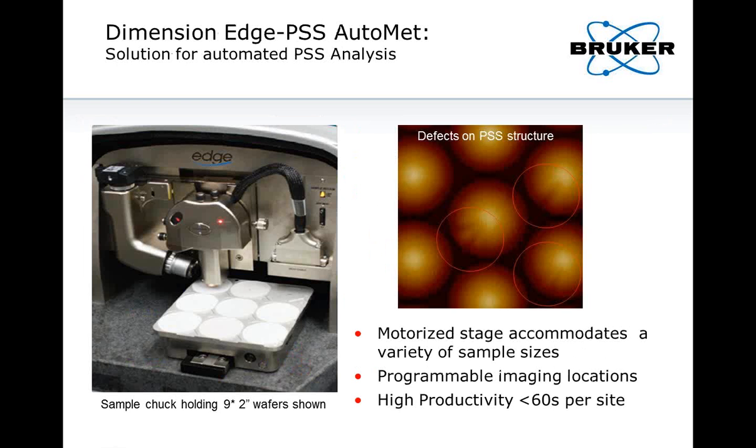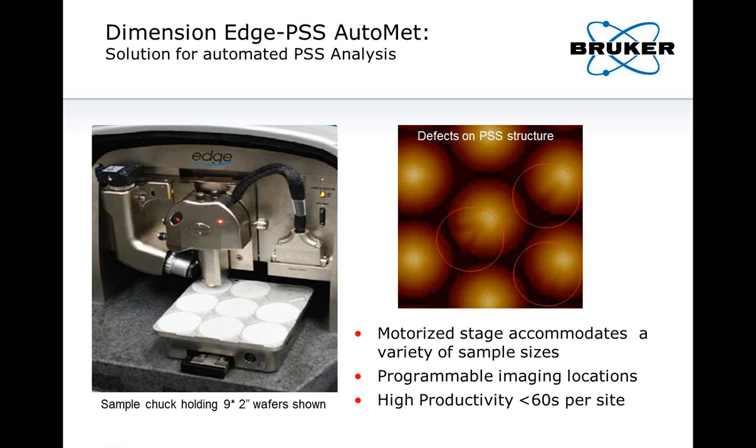So the solution we employ on the AFM side for looking at these PSS wafers is the Dimension Edge-PSS Automat. A look inside the Automat system is shown on the left here. We can see the AFM head, and below it we see a wafer chuck holding nine of these typically 2-inch sapphire wafers. The stage is, of course, motorized to accommodate a variety of samples and to address locations on these samples. It's programmable, you can set recipes to determine where on these samples you want to take images and how many images you want to take. And it's quite fast. The imaging time is less than a minute per site.